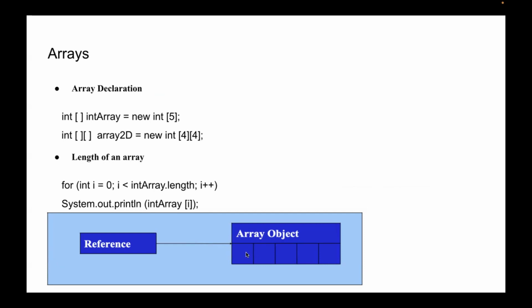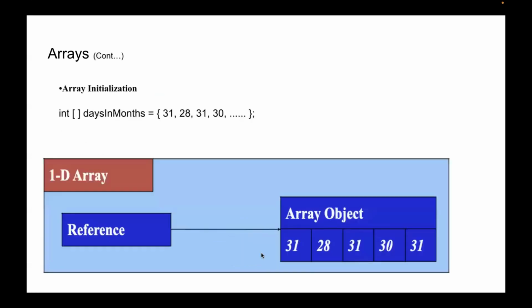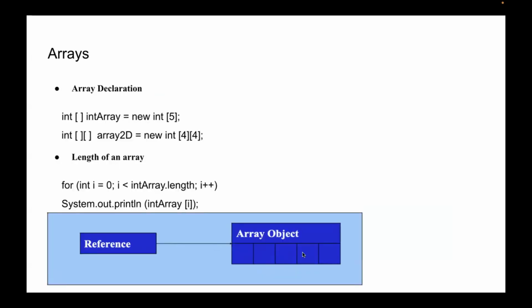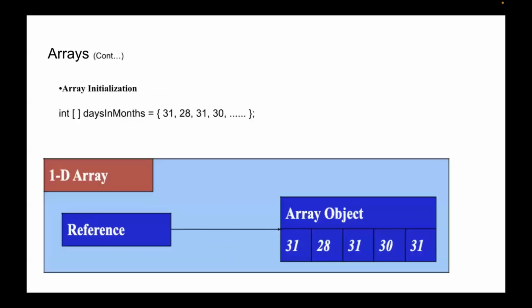And see, when we create an array of size 5, there are basically 5 boxes in this array object, right? 1, 2, 3, 4, 5. And the first one is at index 0, the second one is at index 1, and then at index 2, then at index 3, then at index 4. We have already seen this in the demo. So let's move forward.